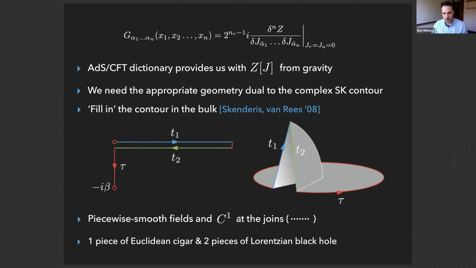But what we know for sure is that when we impose these C1 conditions, we'll have a saddle, and that's all we need. So this piecewise smooth geometry plus these C1 joins is a way of constructing solutions to the bulk equations of motion. I don't know if that answered your question, hopefully.